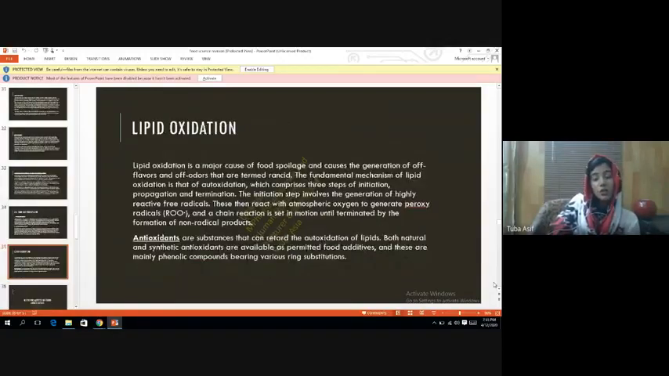Lipid oxidation is the major cause of food spoilage and causes the generation of off flavors and off odors that are termed as rancid. The fundamental mechanism of lipid oxidation is autooxidation, which comprises three steps of initiation, propagation, and termination. The initiation step involves the generation of highly reactive free radicals. These then react with atmospheric oxygen to generate peroxy radicals, and the chain reaction is set in motion until terminated by the formation of non radical products. To prevent this oxidation, antioxidants are very important. They scavenge these free radicals and thus protect our body from various inflammatory reactions.